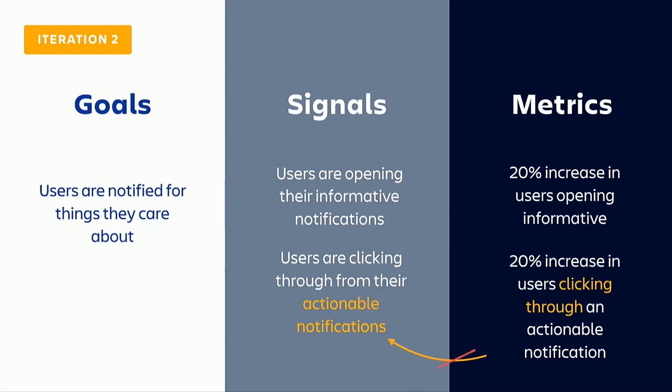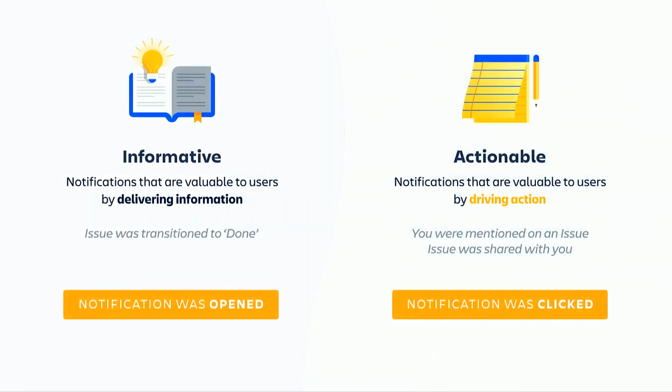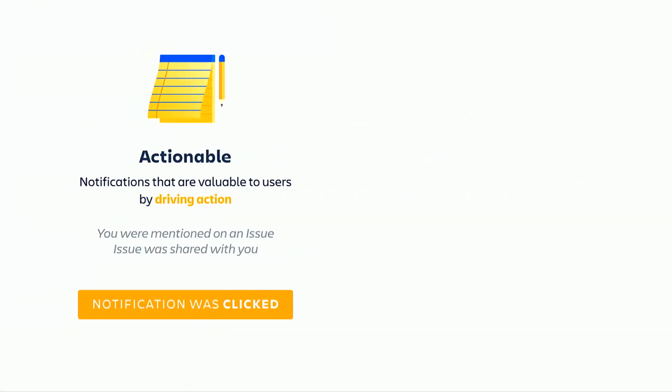So we kept these metrics for a while before we found that, yet again, there was a better metric for measuring the success of actionable emails than just click-throughs. So if we go back and we consider our definition of actionable notifications, that is, emails that are valuable to our users by helping them to drive action, and we look at some examples like being mentioned on an issue or having an issue shared with you, we found that there was actually a more granular level of measuring users valuing these types of emails than just click-throughs. And we called this the action rate.